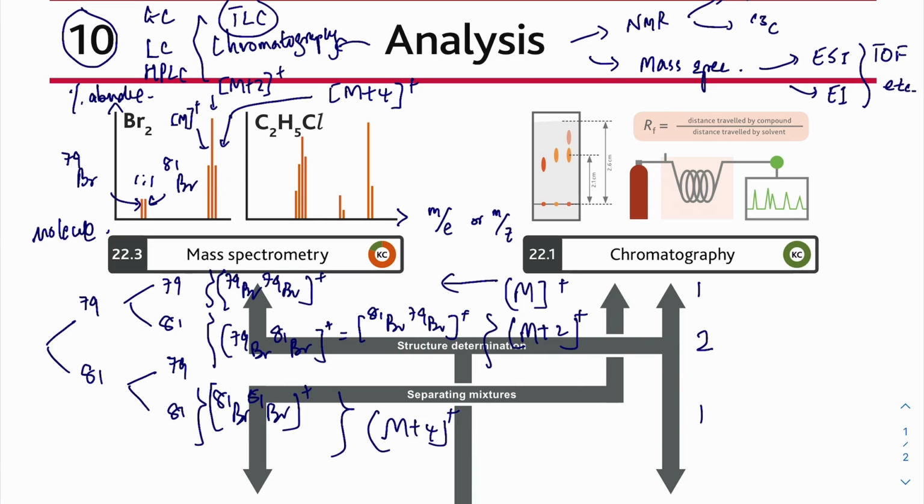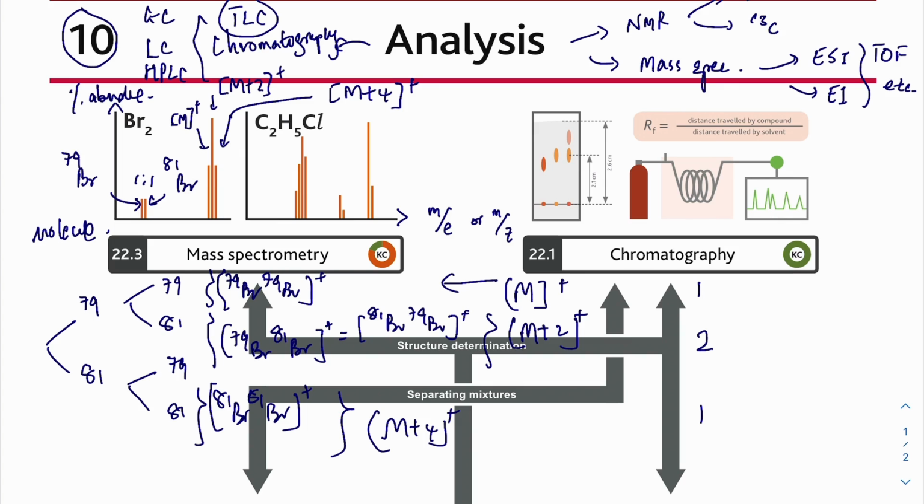You can do the same for your chlorine, where you have 35 chlorine and 37 chlorine. But 35 chlorine and 37 chlorine are in the ratio of 3:1, not 1:1. The concept similarly applies, okay? And therefore you'll be seeing, I think it's 9:6:1 if I'm not mistaken. You can work that out with your own probability diagram based on what I've just told you, alright?